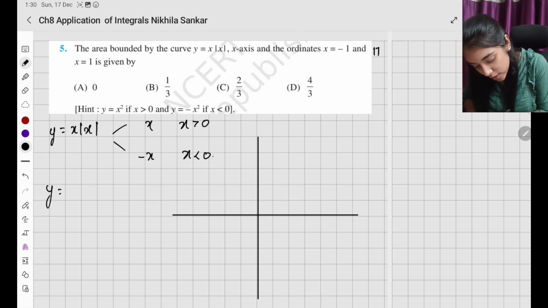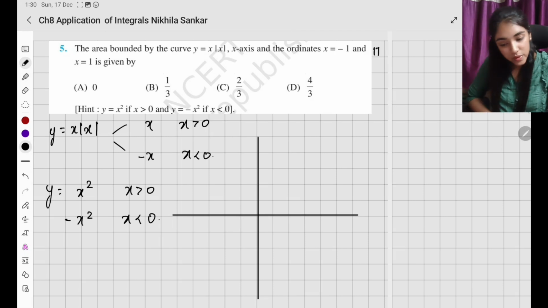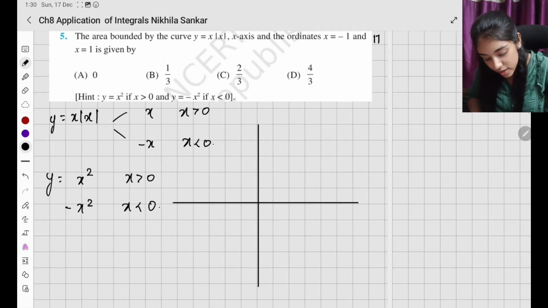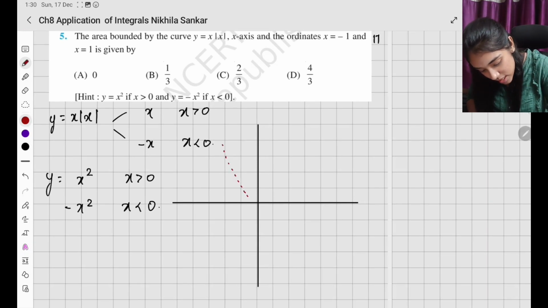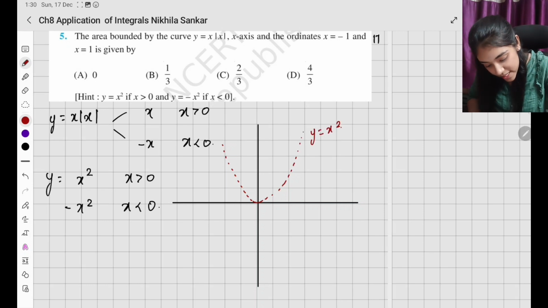So how does my y look like? It is going to look like x square when x is greater than 0 and minus x square when x is less than 0. Okay, so now how is x square going to look? Y equals x square is going to be basically an upward facing parabola. So in this place, y equals x square is going to look something like this. So this is y equals x square. How is y equals minus x square going to look? It is going to look something like this. It is going to be symmetric to the y axis. So this is going to be y equals minus x square.